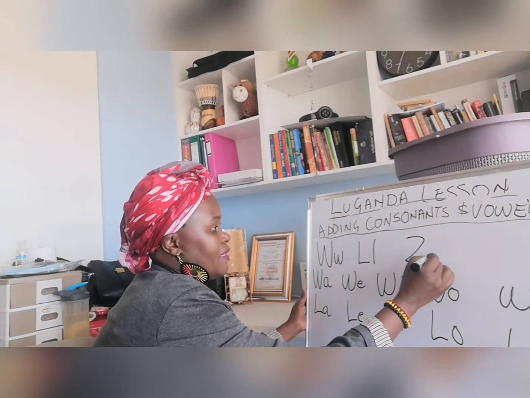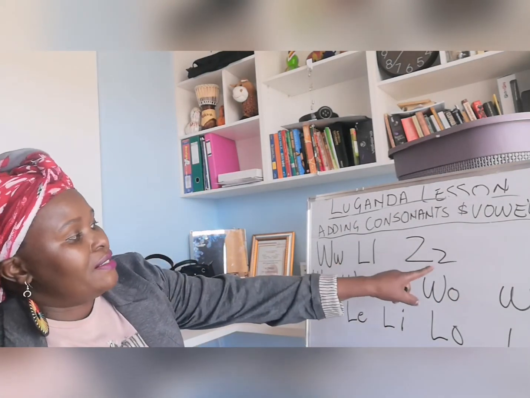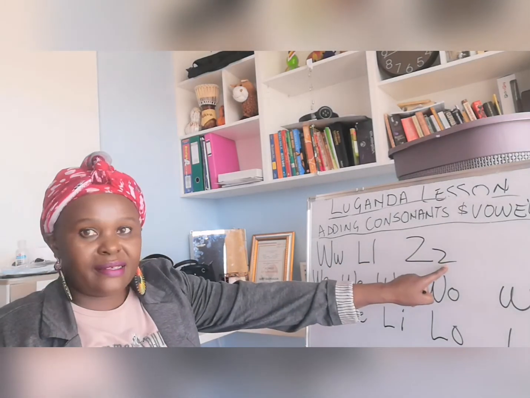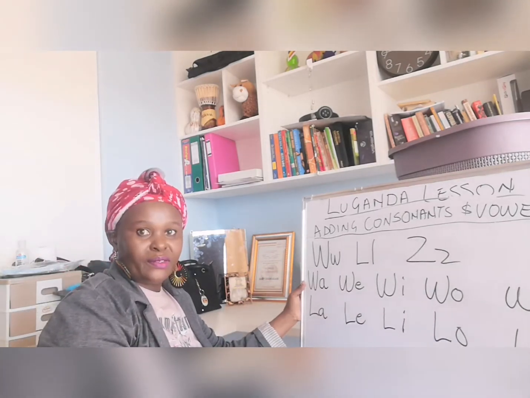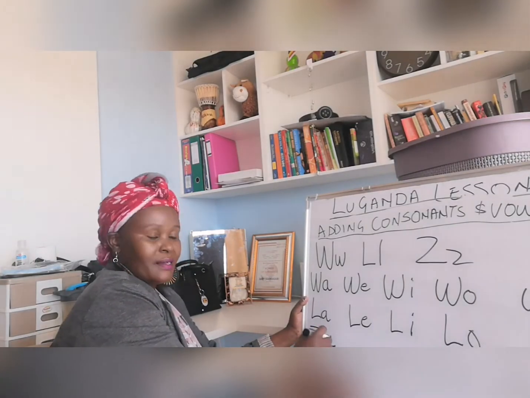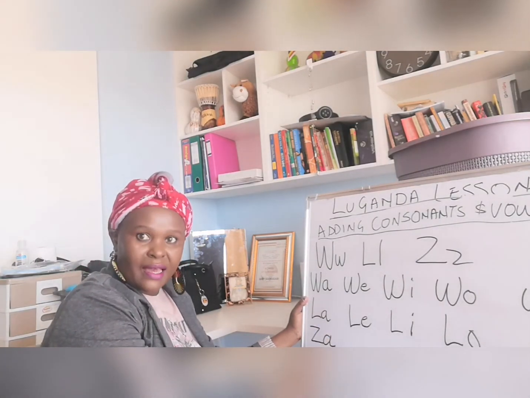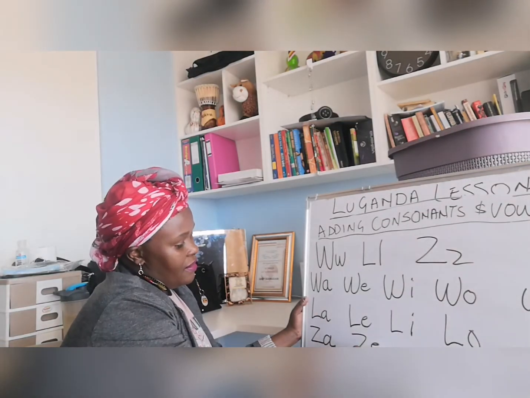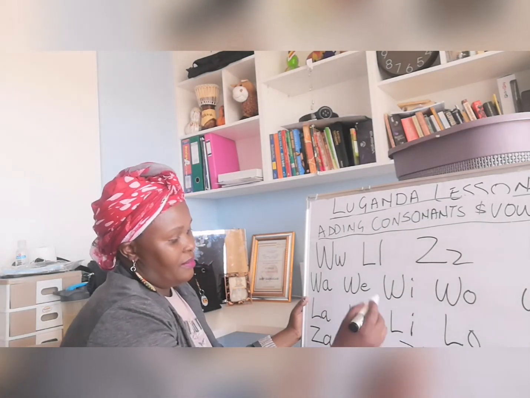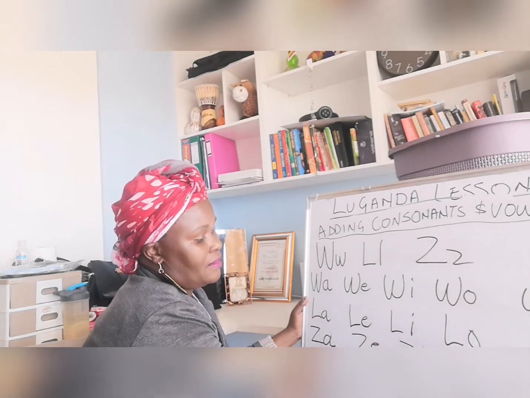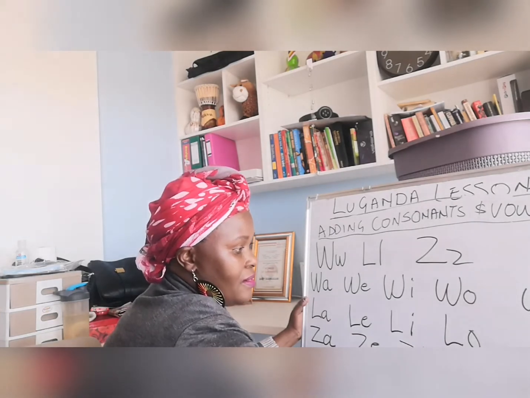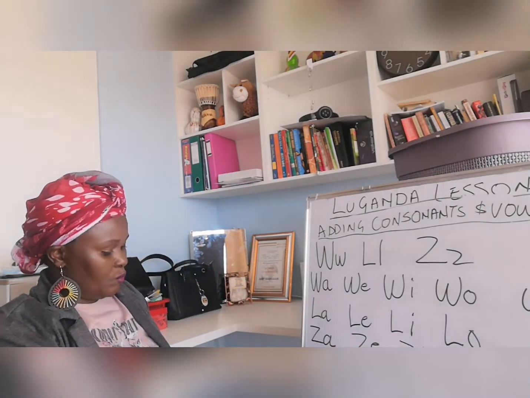Let's go for Z. Capital Z, small z. Za capital, za small. Can you see this one? Za and a, za. Za and e, ze. Za and i, zi. Za and o, zo. Za and u, zu.